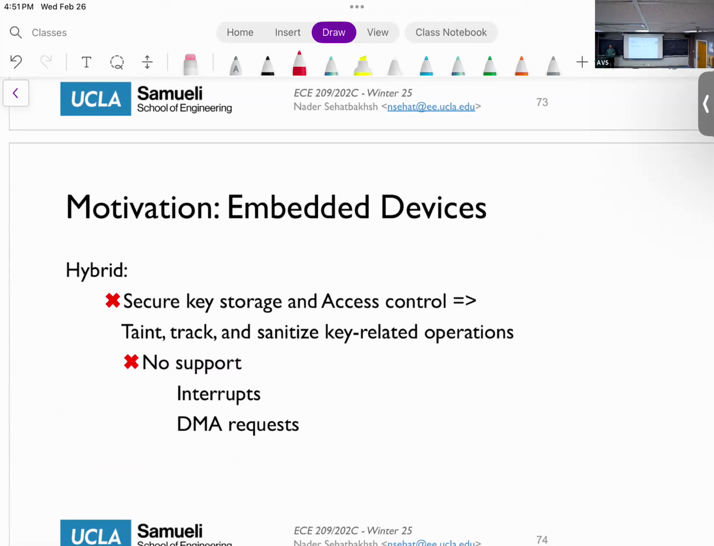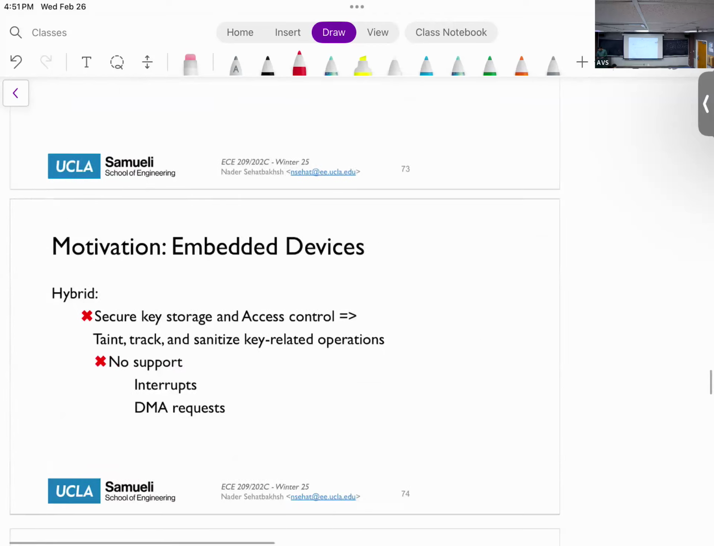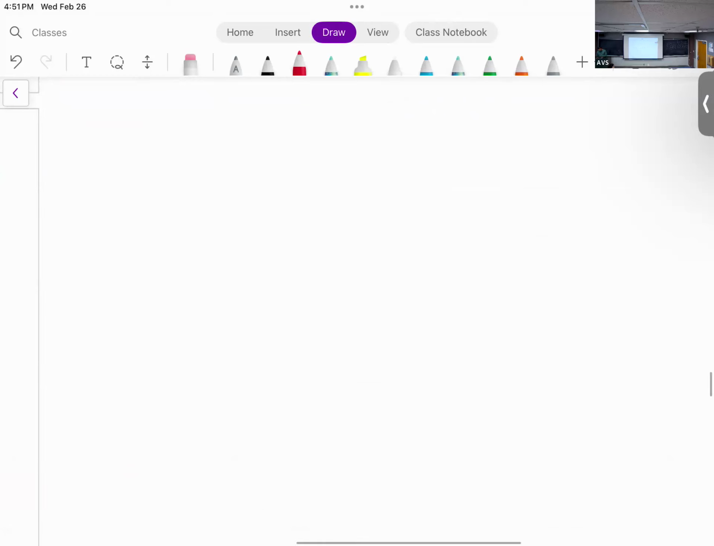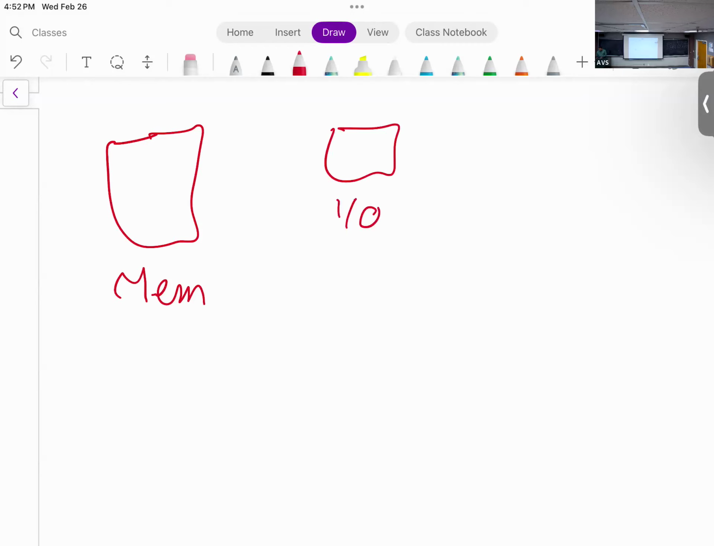DMA is... how many of you know what DMA is? Okay, few of you. So let me explain what DMA is before explaining the rest. DMA is like this. Let's say, for example, I have memory, then I have an IO, for example a USB drive, and then I have my core here. Let's say I want to read a big file from my USB.